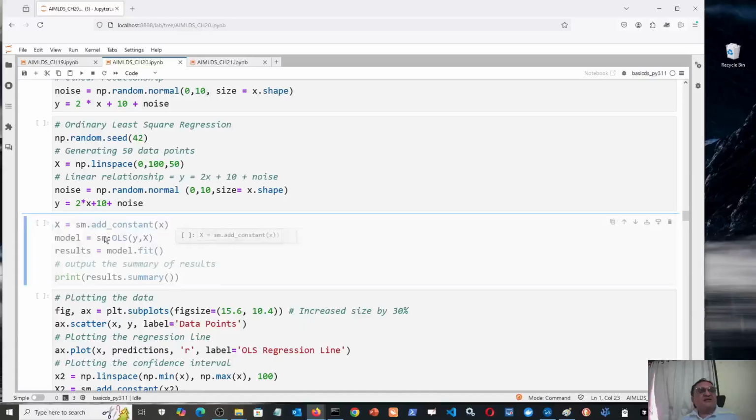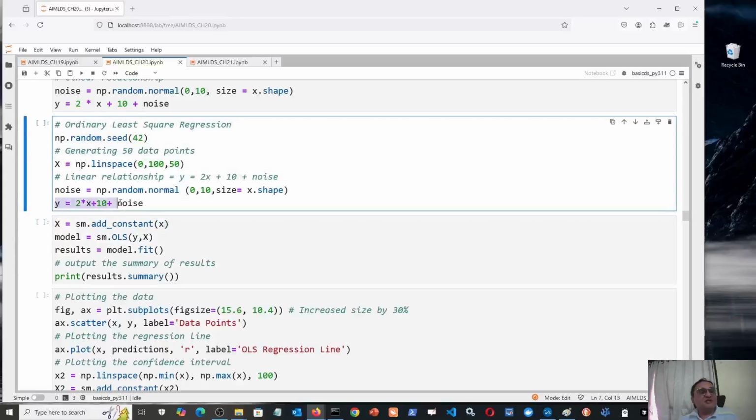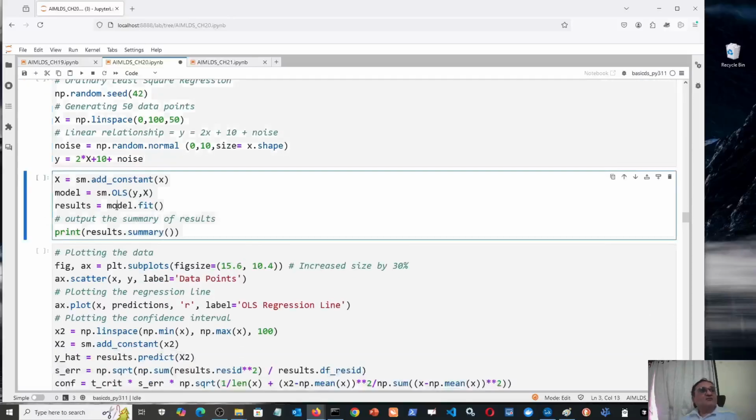And then model is equal to this step. These three lines always remain the same. So X is equal to sm.add_constant(small x). Model is equal to sm.OLS(small y, big X), where small y is what? This. Okay. And big X, here it should be big X. Now then this model is equal to sm.OLS(y, X).